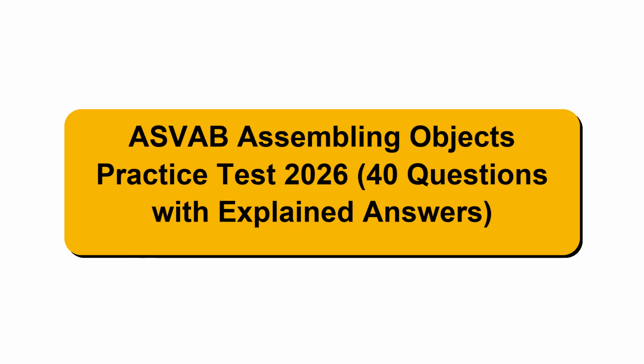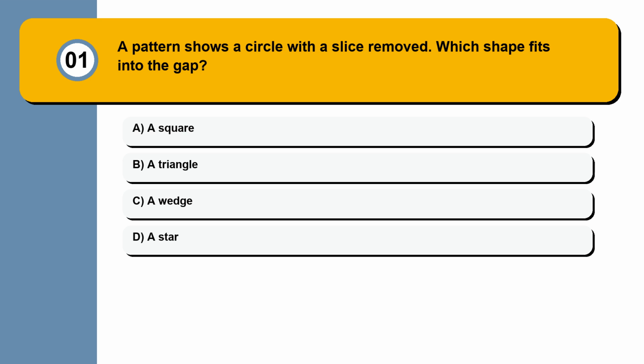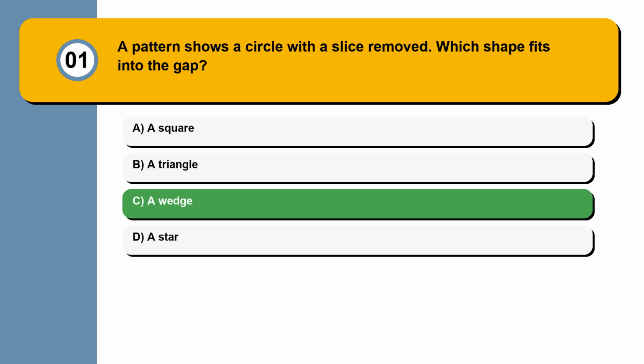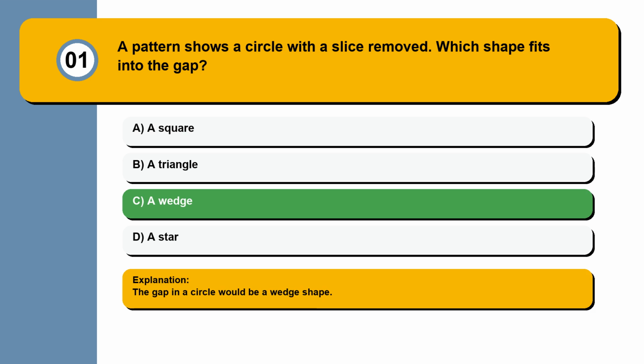ASVAB Assembling Objects Practice Test 2026, 40 questions with explained answers. Question 1. A pattern shows a circle with a slice removed. Which shape fits into the gap? A square, a triangle, a wedge, a star. The gap in a circle would be a wedge shape.